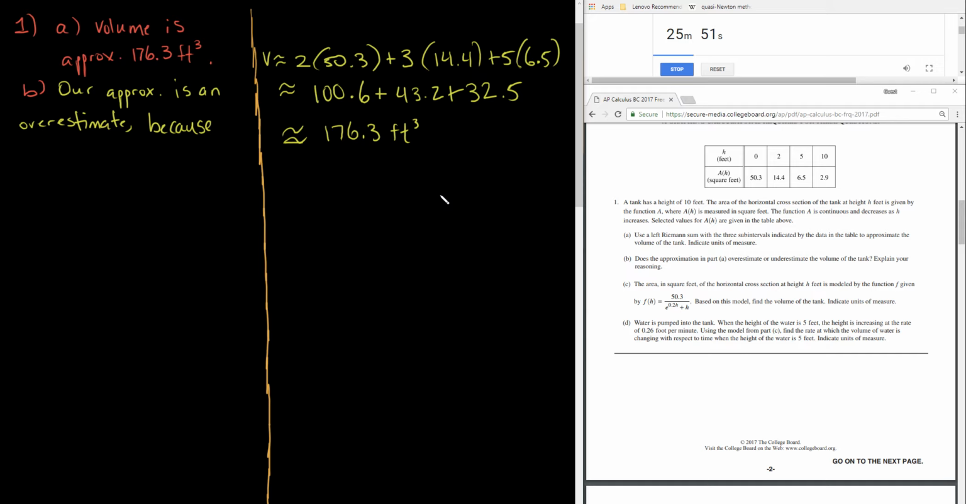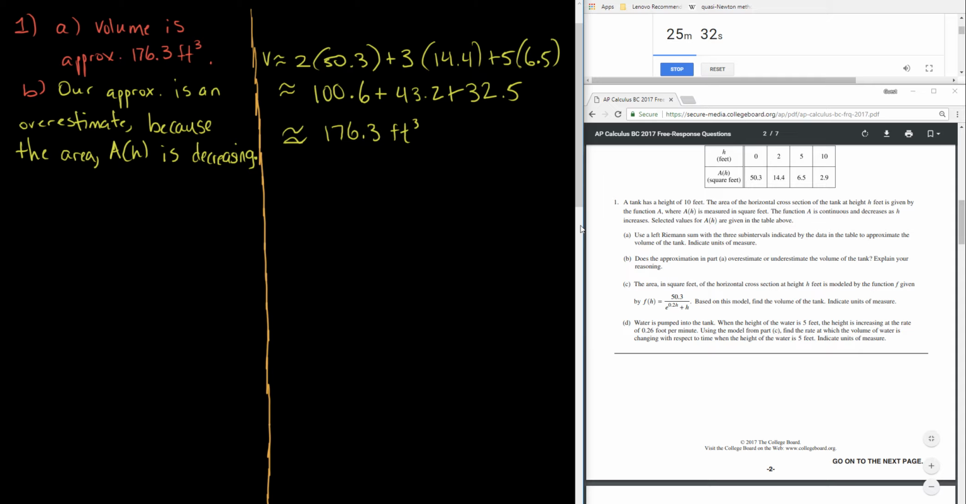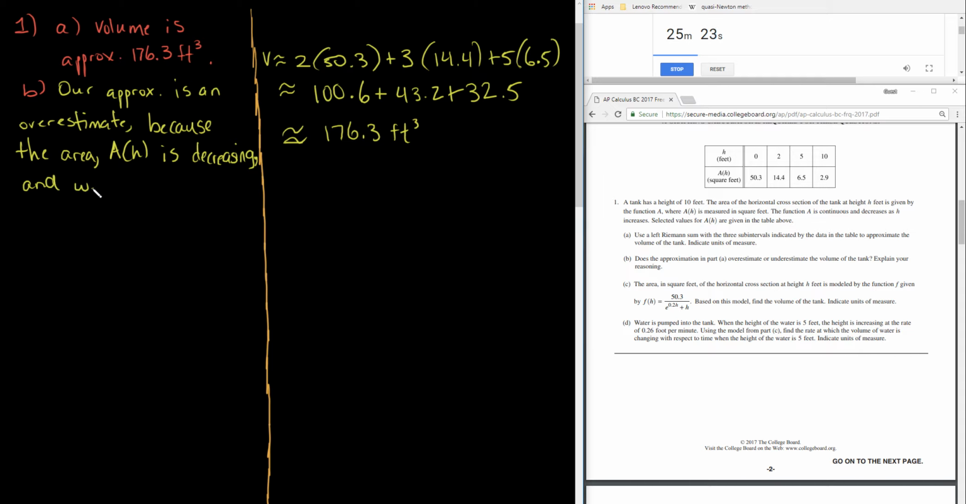Anyway, we'll just take it as an overestimate because the area A of H is decreasing. Okay, that should be enough, right? It's decreasing, and we're using a left Riemann sum, which means that we're going to be taking the overestimate.